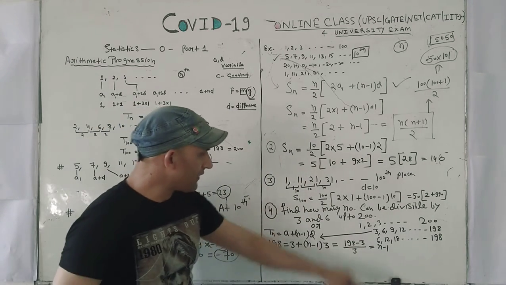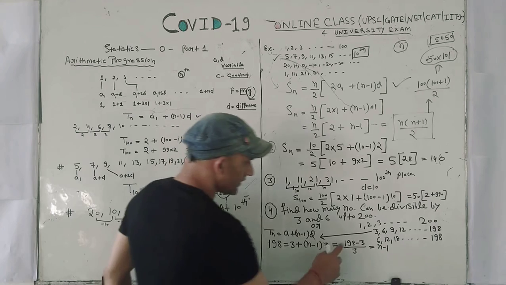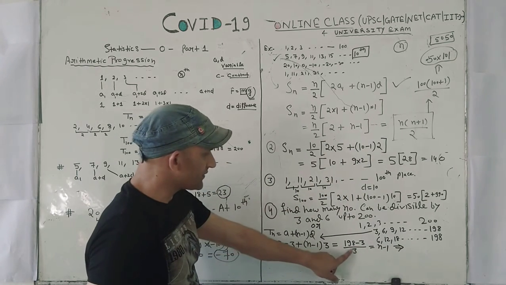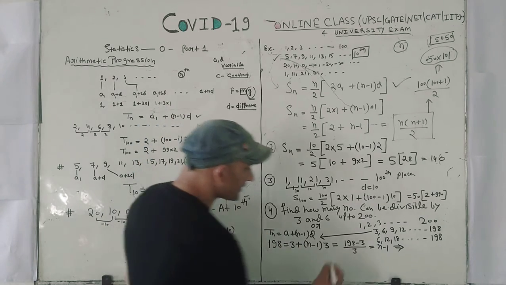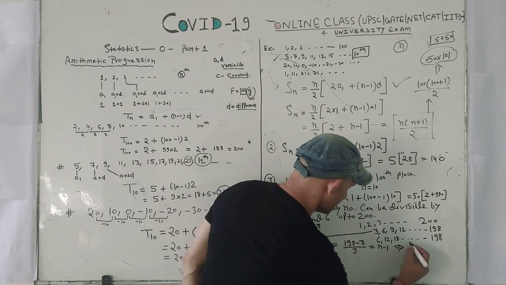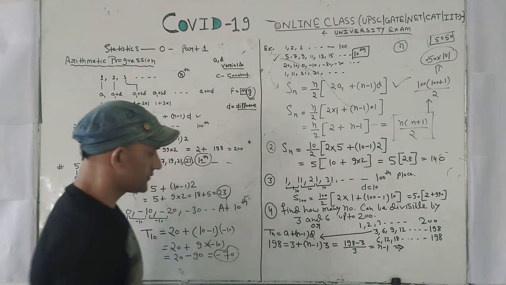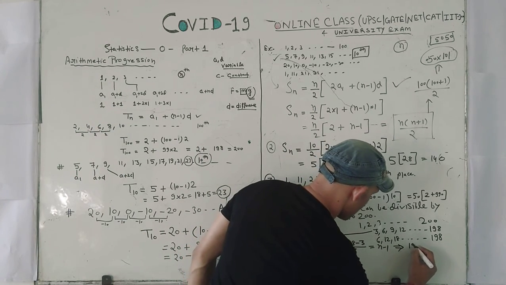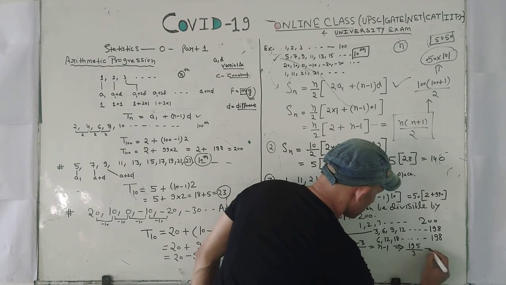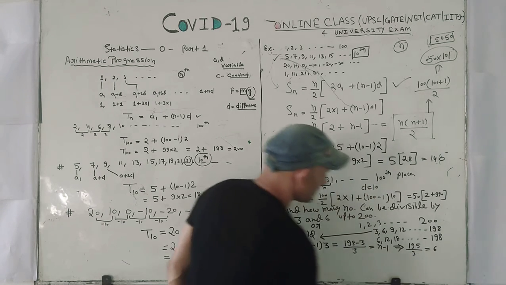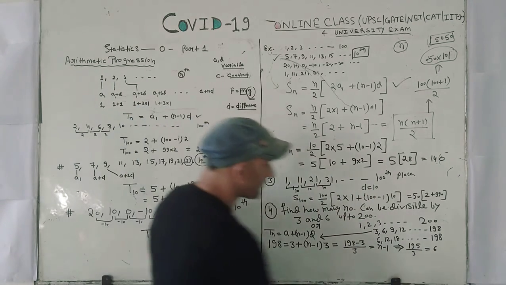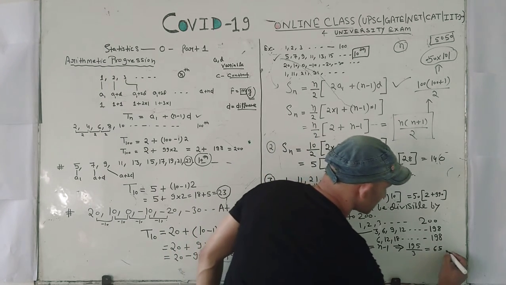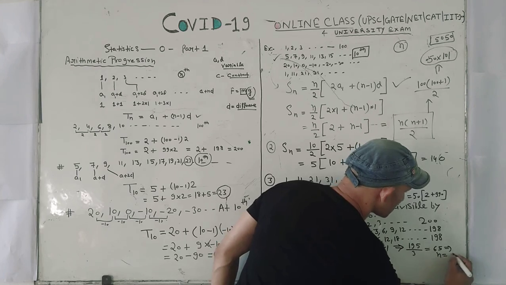Okay. So if we divide it, 195 upon 3: 3 times 6 is 18, 3 times 5 is 15. So n minus 1 is equal to 65. So n is equal to 66. It implies that n is equal to 66.